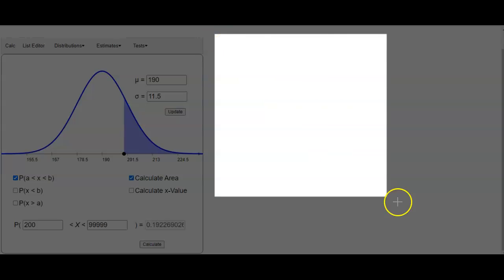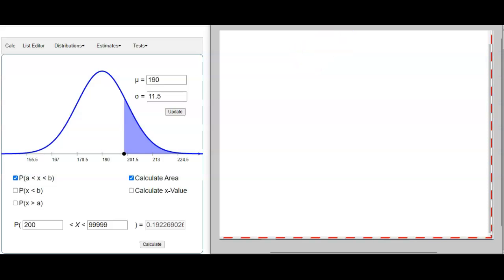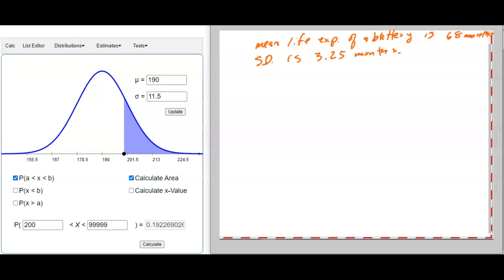What if it was a little more application type problem? Let's say, you know, batteries, how long batteries might last. So let's say the mean life expectancy of a battery is, let's say, 68 months. And the standard deviation is 3.25 months.